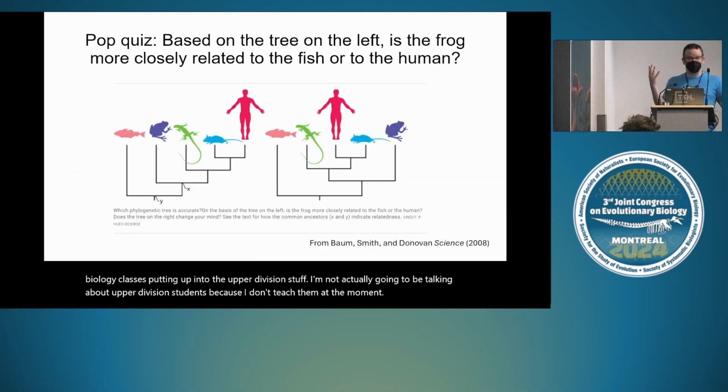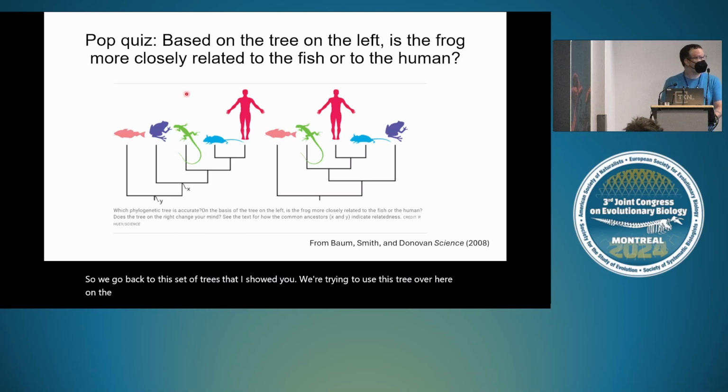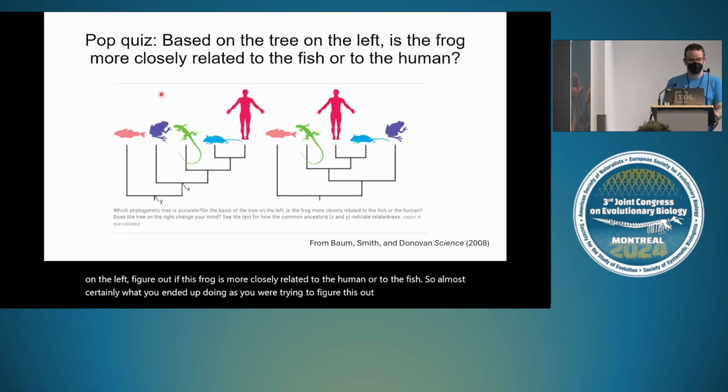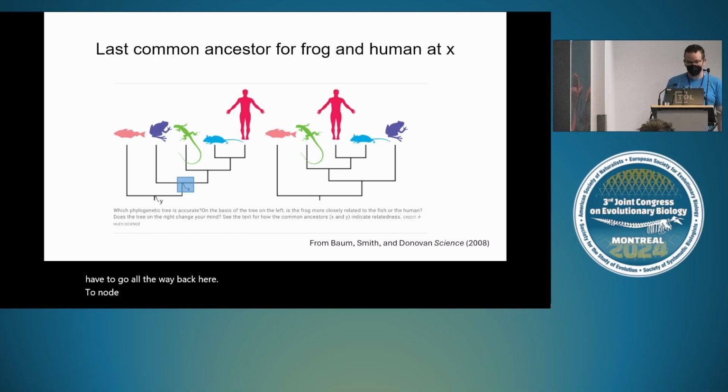So if we go back to this set of trees that I showed you, we're trying to use this tree over here on the left to figure out if this frog is more closely related to the human or to the fish. So almost certainly what you ended up doing as you were trying to figure this out is trace the most recent common ancestor. So we've got the frog here, we've got the human here. We have to go all the way back here to node X. And that individual is the last common ancestor for the human and the frog.